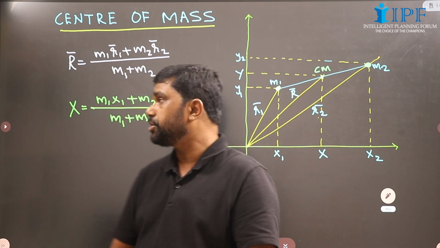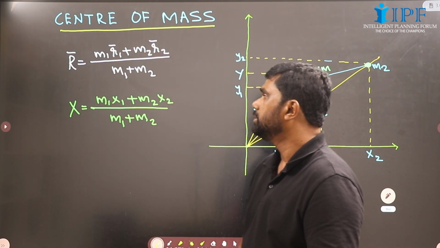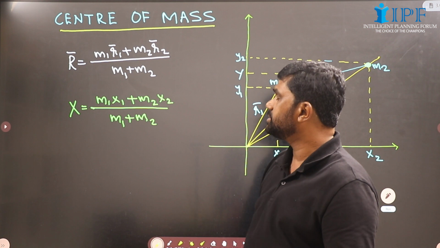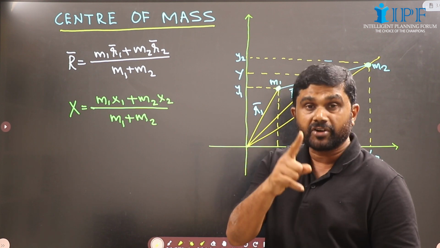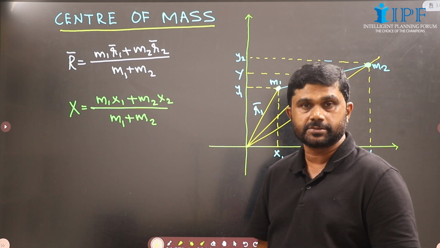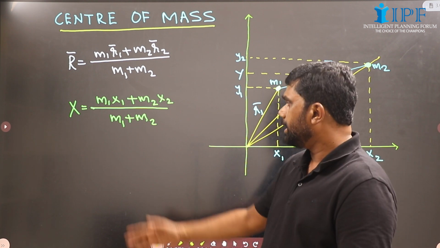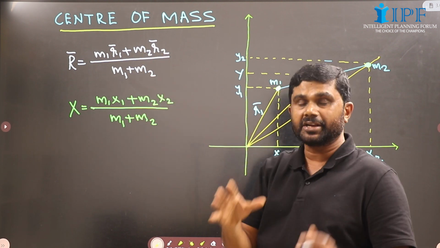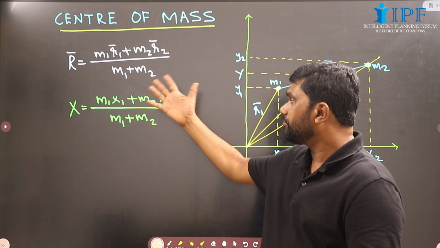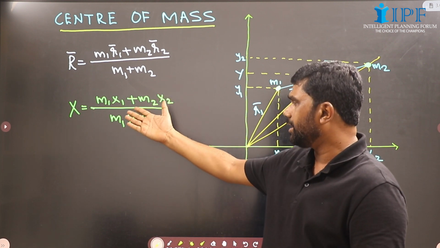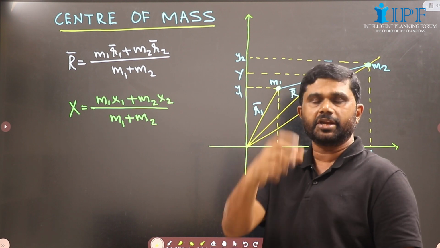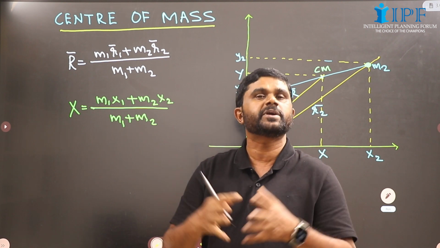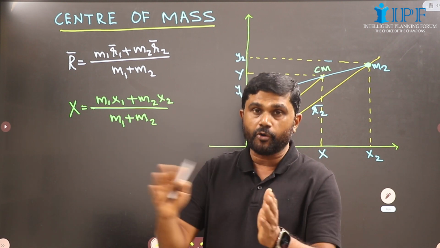Then the position vector of the center of mass is given by this beautiful formula. Capital R represents the position vector of the center of mass: R = (m1 r1 + m2 r2)/(m1 + m2), where r1 and r2 are the position vectors of the two particles with masses m1 and m2. And this is the formula for the x coordinate of the center of mass. Both formulae are in the same format, so you cannot forget this. Similarly you can write the formula for the y coordinate, or the z coordinate also if the system is in three-dimensional space. All in the same format.